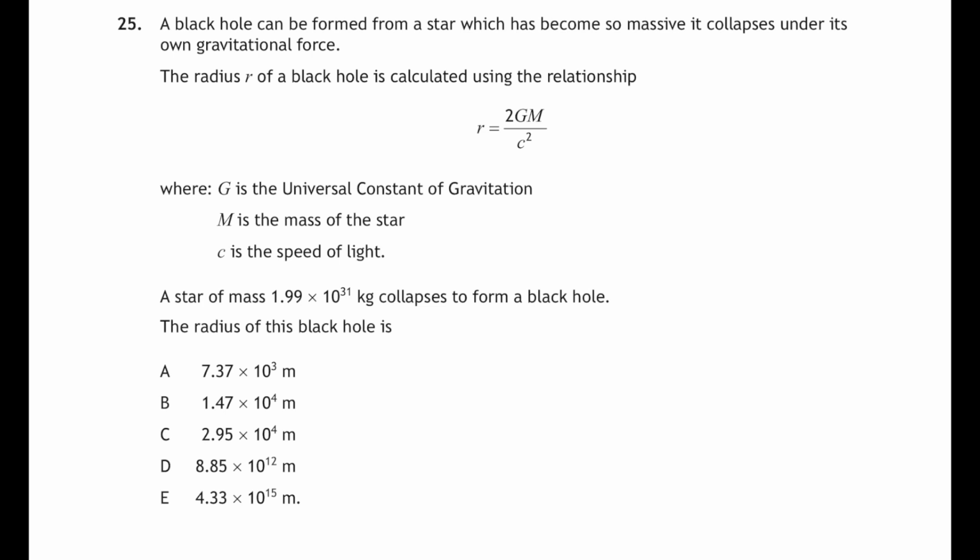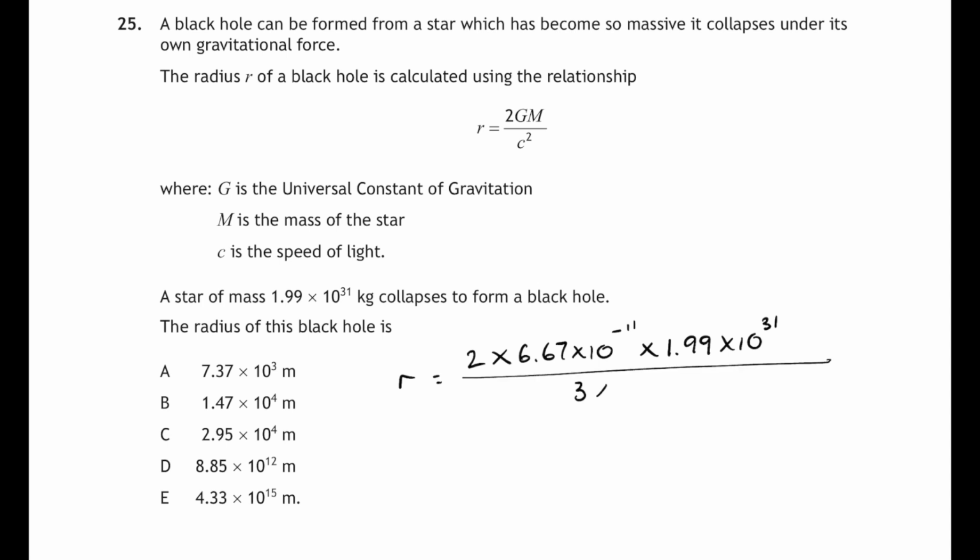So this is just a case of subbing in all the numbers and working out the answer on your calculator. So 2 times big G from your data sheet is 6.67 times 10 to the minus 11 times the mass of the star that's given in the question, 1.99 times 10 to the 31, divided by the speed of light, and don't forget to square it. You do all that correctly on your calculator, gives you an answer of 2.95 times 10 to the 4 meters. And that corresponds to answer C.